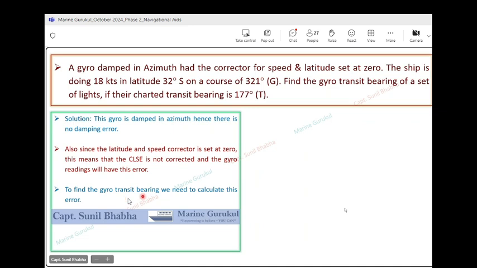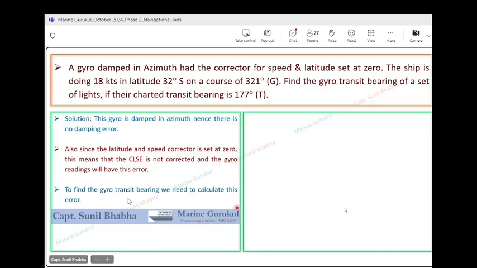Now to find the gyro transit bearing of the set of lights, we need to calculate this error. Once we are aware of what this error is, we will be able to apply it to the gyro readings and then get the gyro transit bearing of the set of lights.